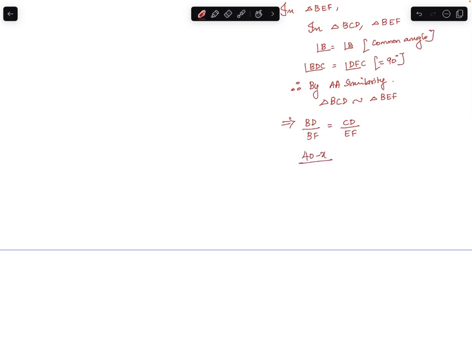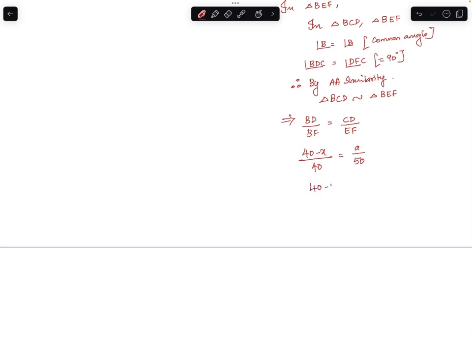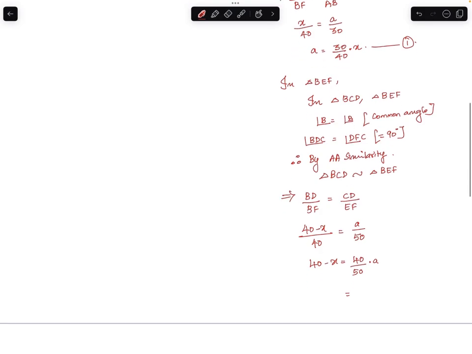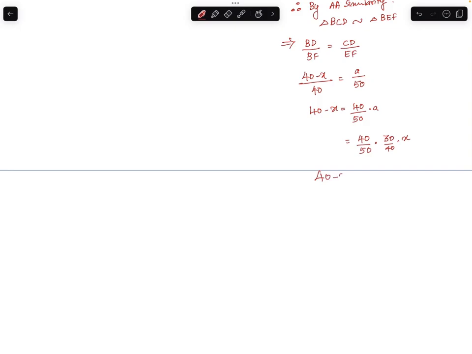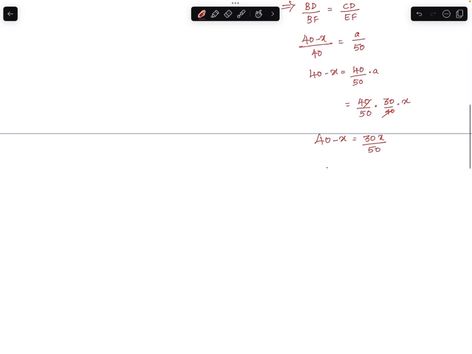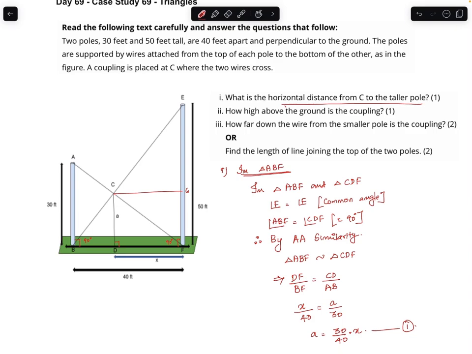40 minus X upon BF, the full length, which is 40, is equal to CD, which is A, upon EF, the second pole's measurement, which is 50. 40 minus X is equal to 40 upon 50 times A. Now instead of A, let us substitute 30 upon 40 times X. So 40 minus X is equal to 30X upon 50, which is 2000 minus 50X is equal to 30X, that is 80X is 2000. X is the horizontal distance from C to the taller pole.